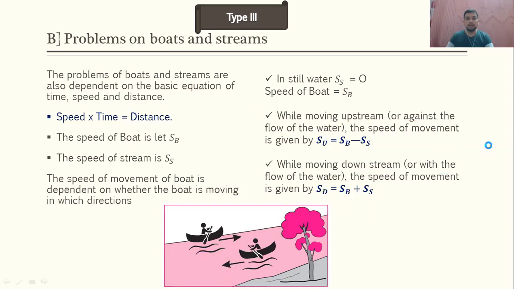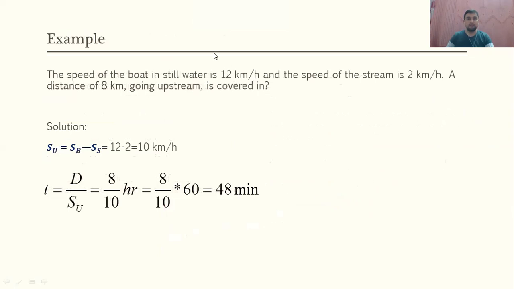Now let us see an example based on this. The speed of boat in still water is 12 km per hour and speed of stream is 2 km per hour. A distance of 8 km going upstream is covered in. So there is upstream. So what we have seen, how you can calculate upstream speed, SB minus SS. So SB is how much? Speed of boat, that is 12 km. So 12 minus speed of stream, it is how much? 2 km. So it will be 10.